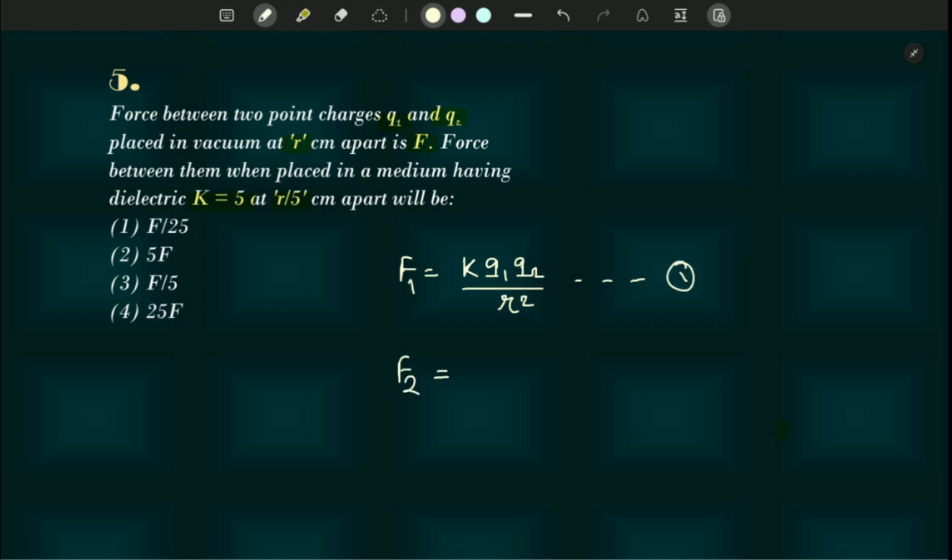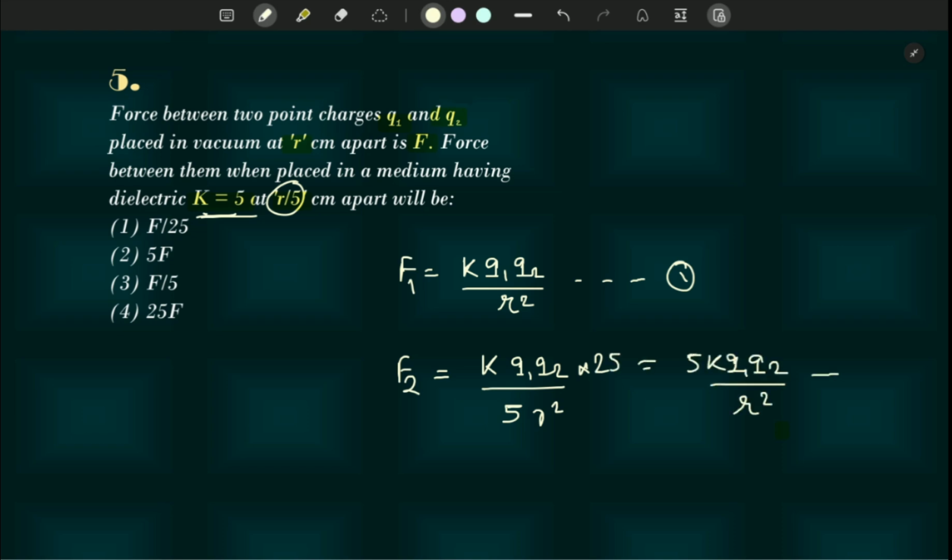This is equal to K Q1 Q2, with dielectric constant K equals 5. This K is different from this, okay. So 5 and r square, here r by 5. So r square over 25. So I will get 5K Q1 Q2 by r square, equation number 2. So from 1 and 2 you can definitely see that F2 is 5 times F1. So this is what is asked in the question. So 5F is the correct answer, option number 2.